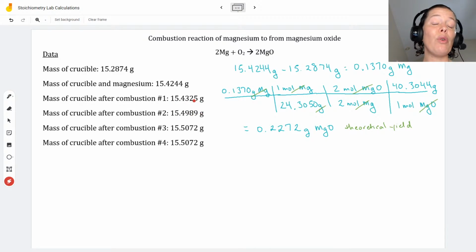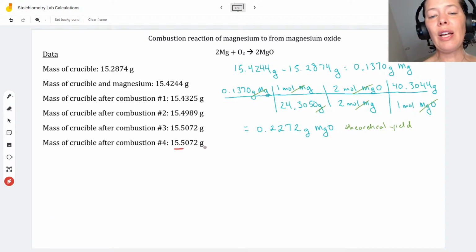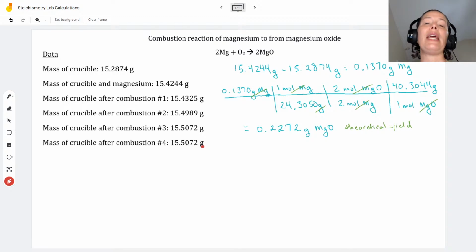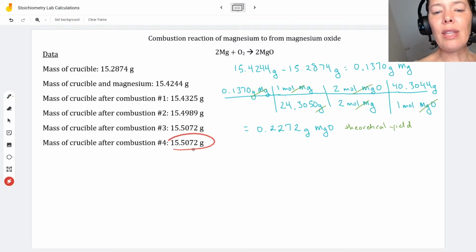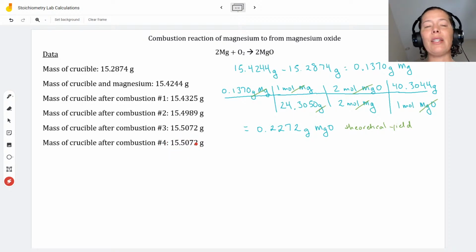Maybe the crucible wasn't cooled down enough or something else was going on. Depending on what kind of balance you're using, even somebody next to you who's slamming things on the countertop can make a change in what your balance says, especially for here. Since I have 4 decimal places, this came from an analytical balance, which is super sensitive. So this is my final mass of my crucible and my product, my magnesium oxide.